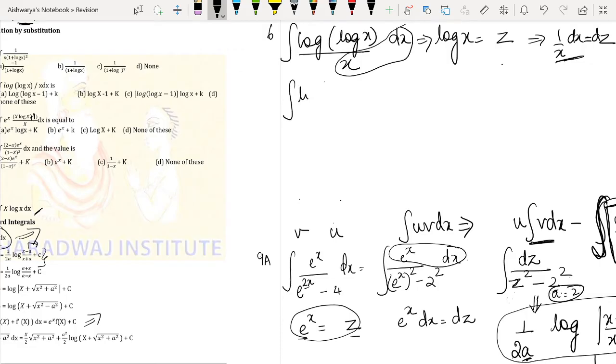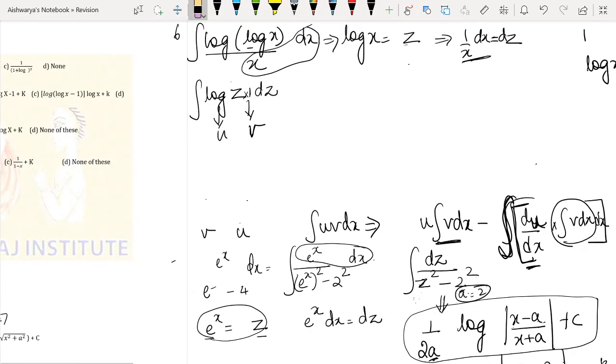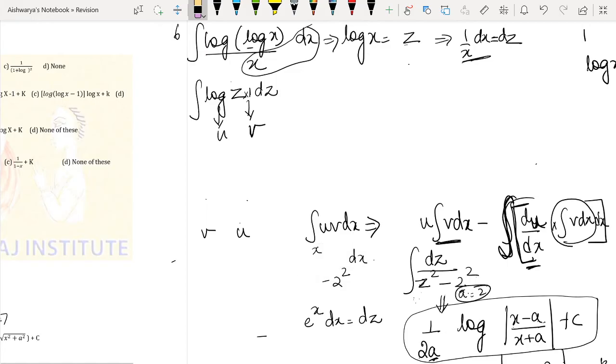So it will become integral log of z, since log x is nothing but z, dz. When you're doing log z dz, you will assume there is only one term, you don't have another term, so you will say into 1. When you say that, this term will become your u function, and this term will become your v function. Now you have the formula here for u and v. I'm just going to use it, not write it again.